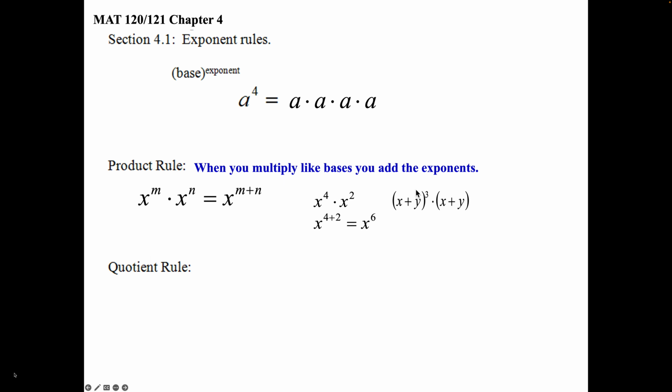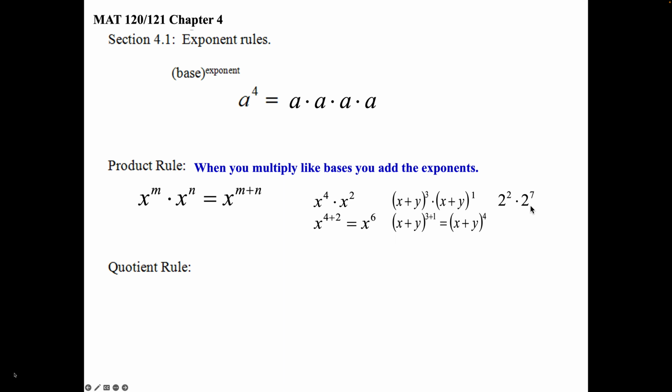Here's an example of parentheses around my bases. x plus y is the entire base. They're both the same. This is to the power of 1. So if there's no exponent there, put a 1 there. 3 plus 1 will be 4. It's the binomial x plus y to the fourth power. Keep the parentheses.